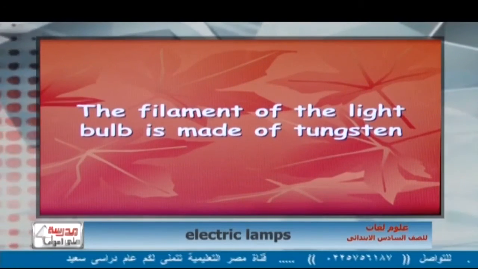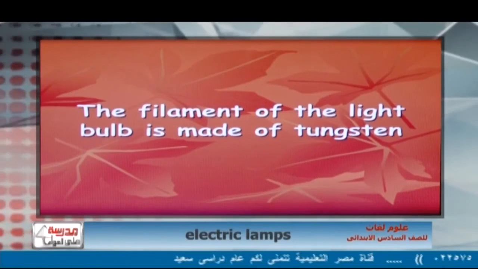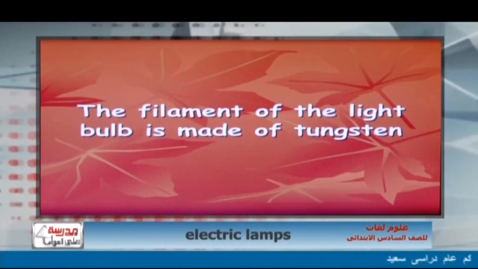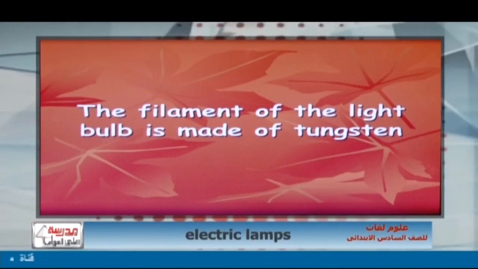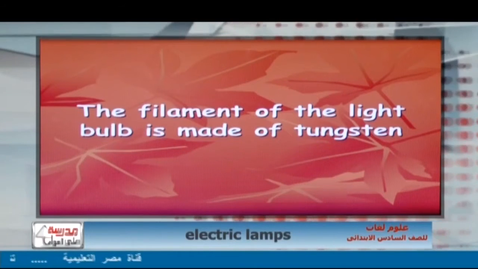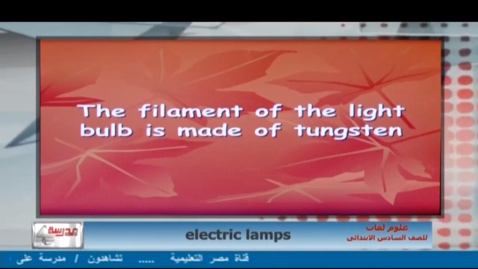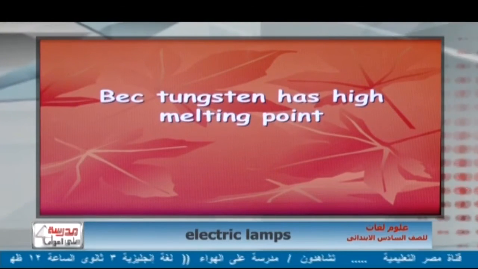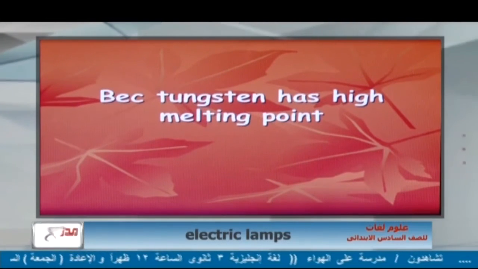Another question says, the filament of the light bulb is made of tungsten. ليه بنعمل filament tungsten؟ قلنا السؤال ده النهارده أكتر من مرة في الحلقة. Because tungsten has high melting point.